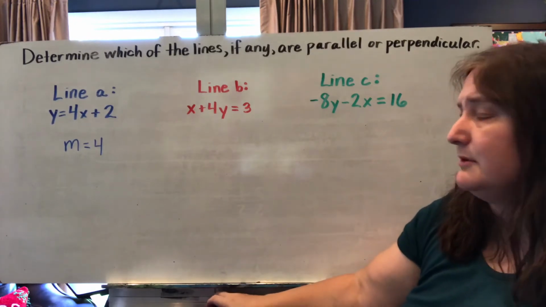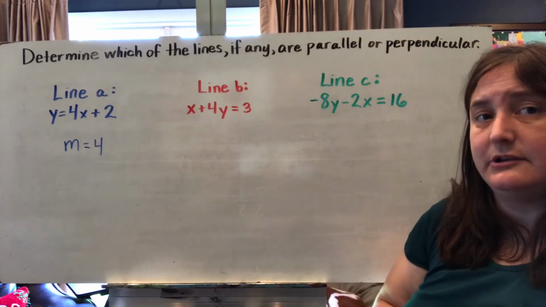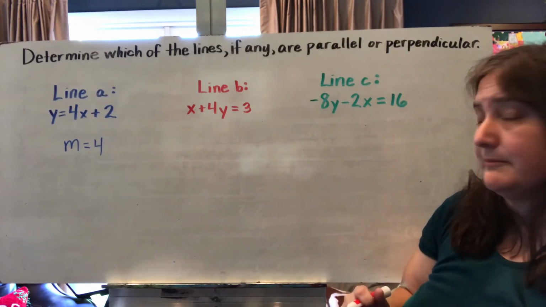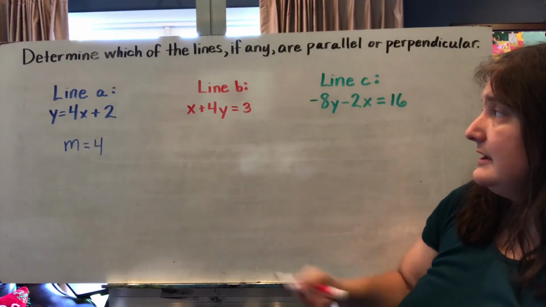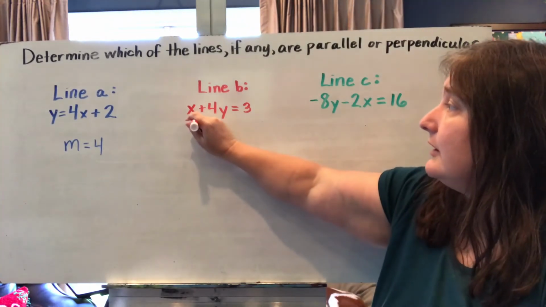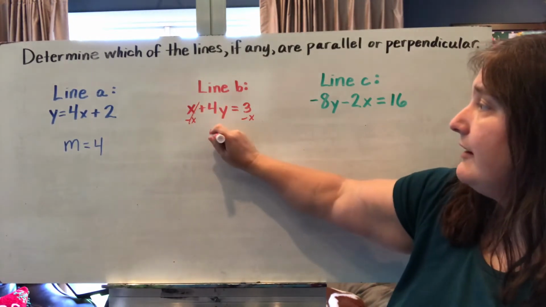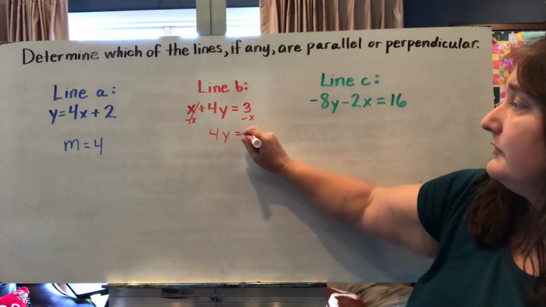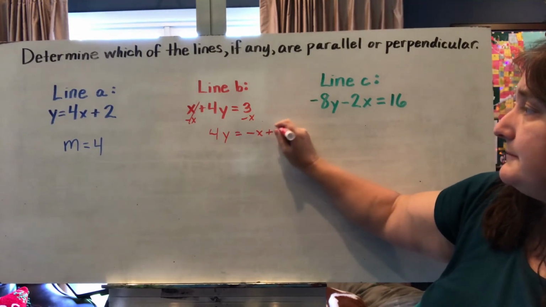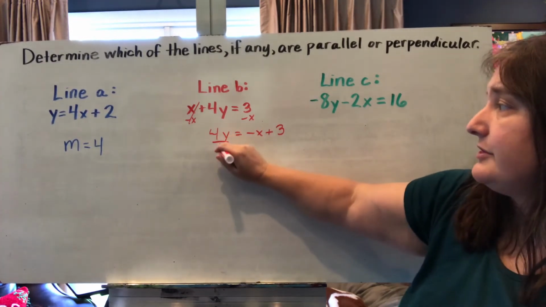So I'm going to do some maneuvering and change this equation into slope-intercept form. The first thing I'm going to do is get rid of the x over here. So I'm going to subtract x from both sides. I now have 4y equals negative x plus 3. Now I'm going to divide everything by 4.